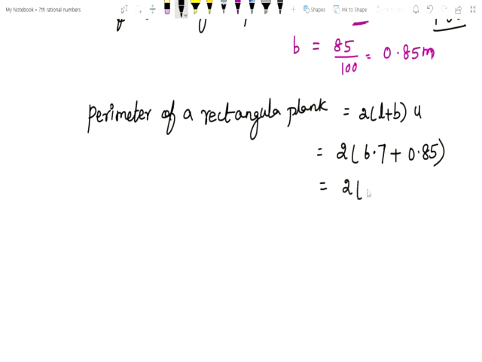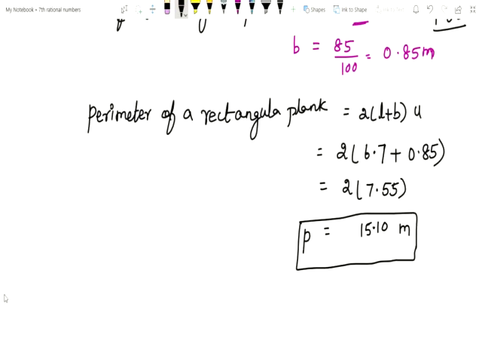Two into 7.55. Multiply with the 2. 2 5s are 10, 0 remaining 1. 2 5s are 10, 10 plus 1 11, 1 remaining 1. 2 7s are 14, 14 plus 1 15. So 15.10 meter, or else you can say 15.1. Okay. So perimeter equal to this.